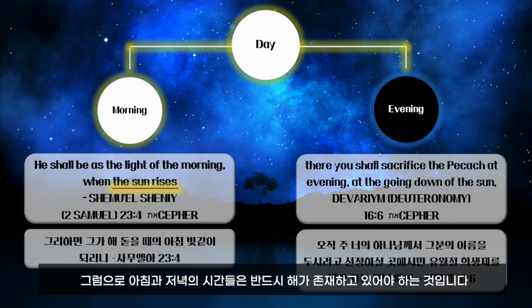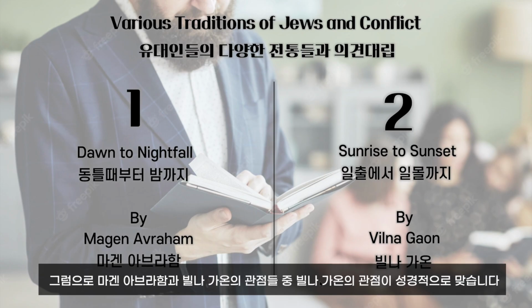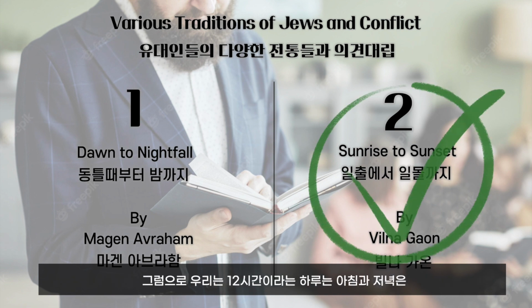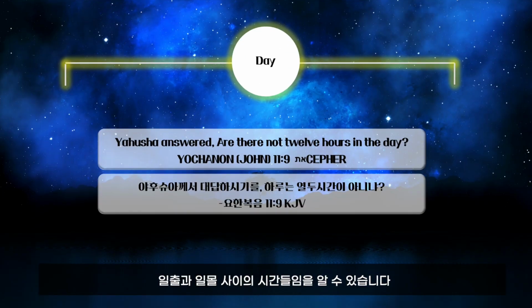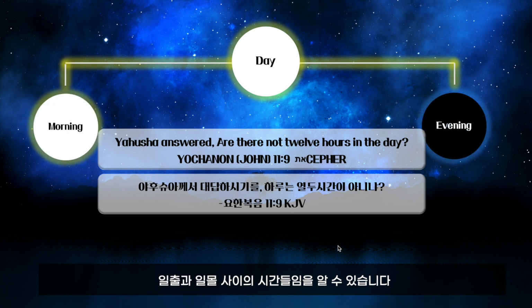So both morning and evening are defined in the scripture as the times when the sun is present. So between Magen Avraham and Vilna Gaon, we know Vilna Gaon's point of view is correct. So now we know the day of 12 hours is the duration between sunrise and sunset.